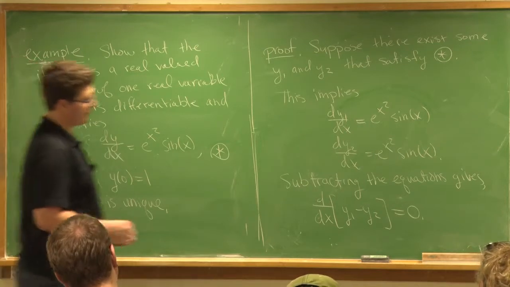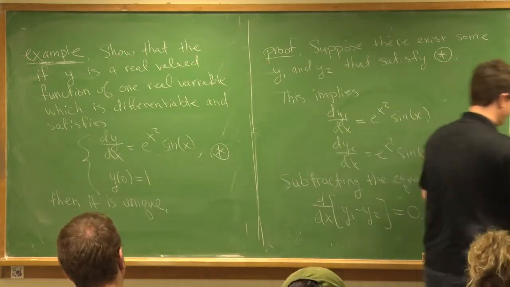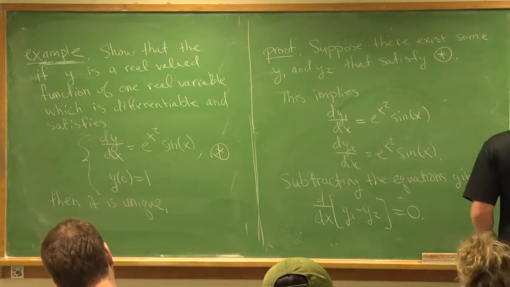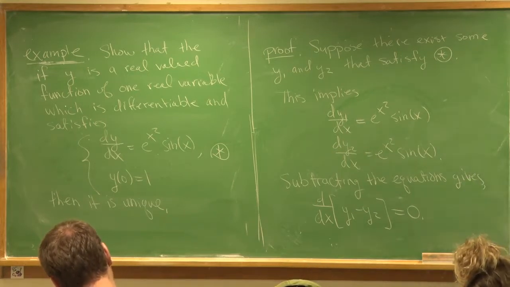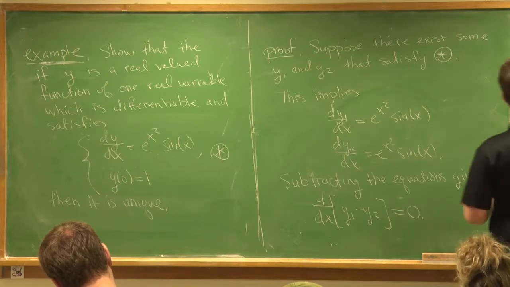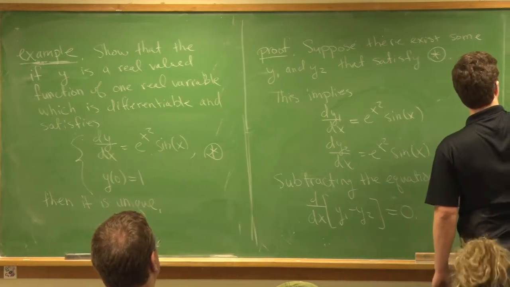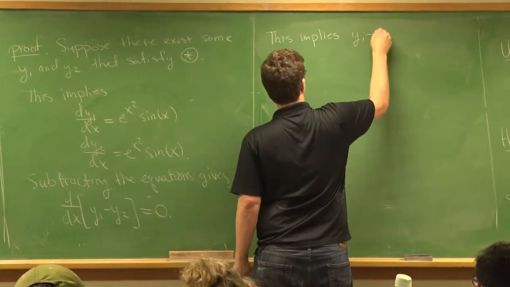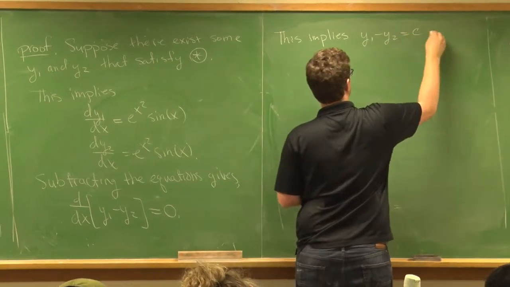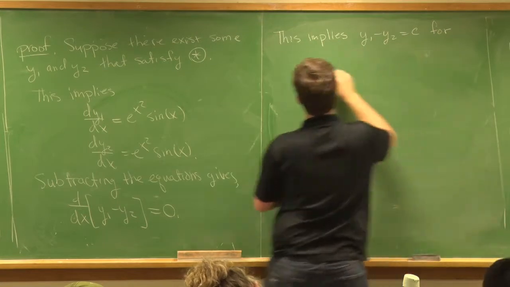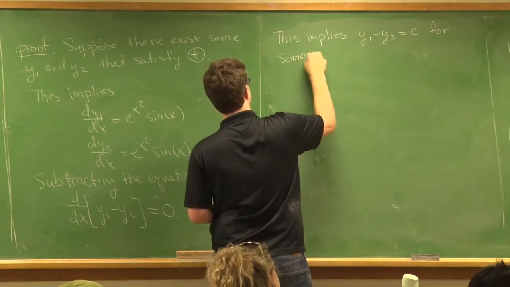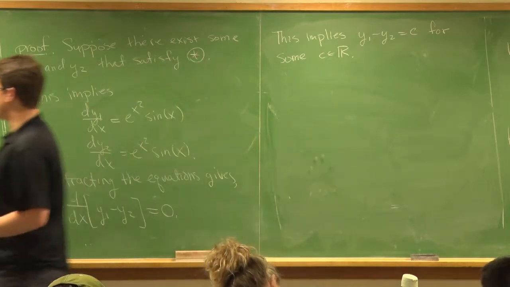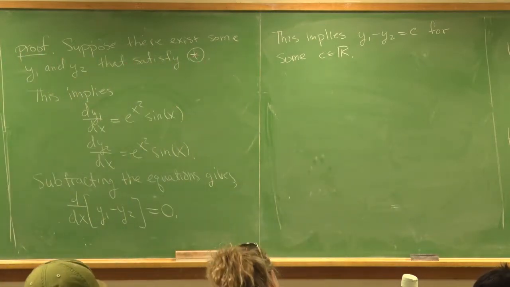Okay? And so we know from calculus, this implies that y1 minus y2 must be a constant. So this implies y1 minus y2 equals C for some C in R. Okay, and we know that it's real because I said it was real valued.